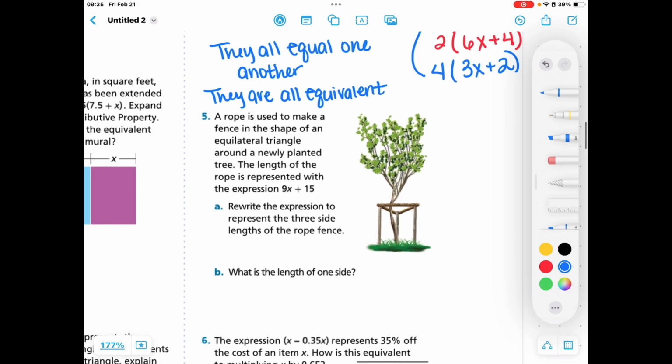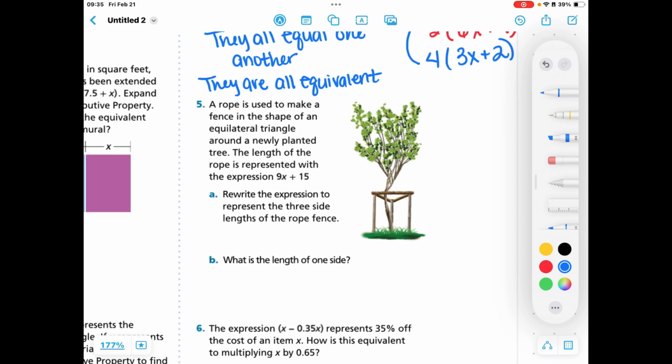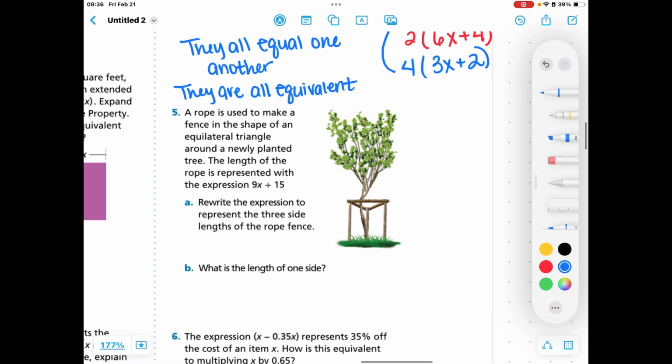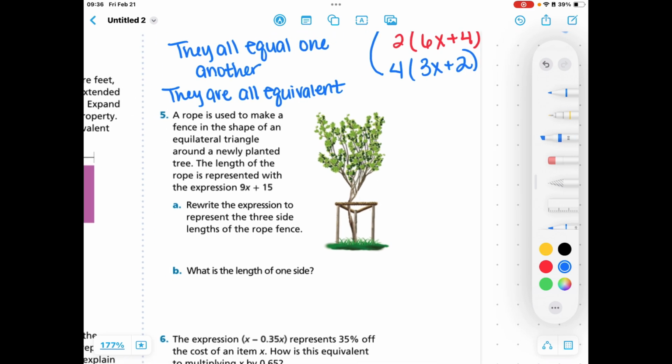Now looking at number 5, a rope is used to make a fence in the shape of an equilateral triangle around a newly planted tree. The length of the rope is represented by the expression 9x plus 15. Rewrite the expression to represent the 3 side lengths of a rope fence. So you need to know a couple of these words here. So we have an equilateral triangle.